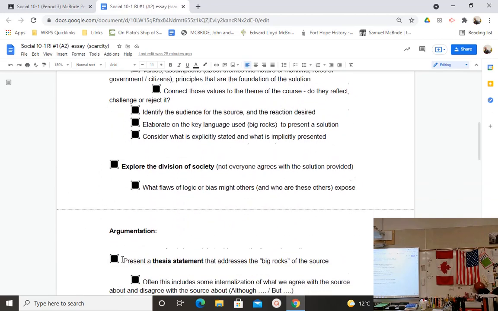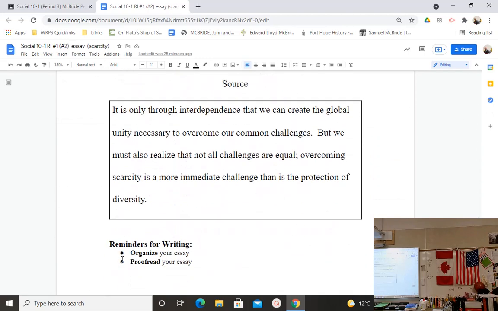We elaborated on some of the key big rocks, but did we elaborate on all of them, right? So before I move on, I want to make sure: have I talked about the significance of the language? If this was a sheet of paper like you have, I might circle things like "it is only," and I'm going to circle "only." I mentioned that the word "only" had a tone, so check mark, I talked about that. "It is only through interdependence." Yes, I talked about interdependence and connected it to globalization. We're good there. That we can create the global unity.